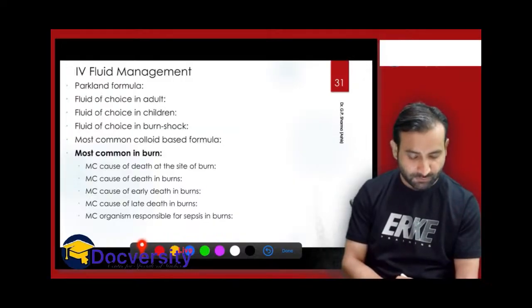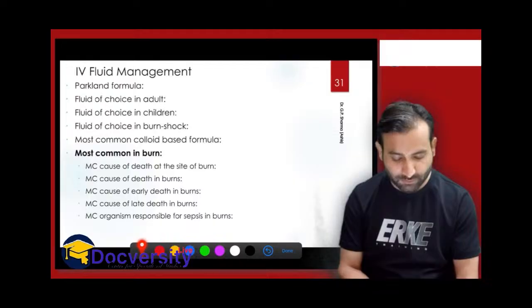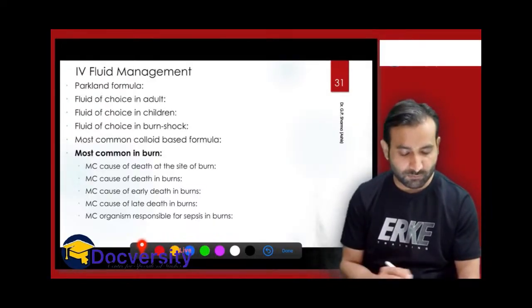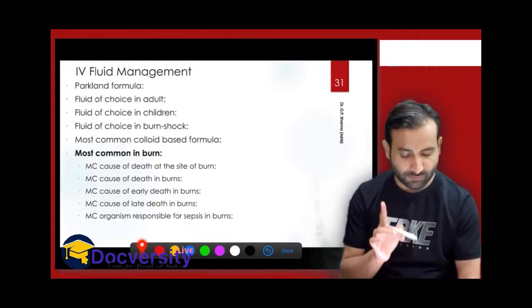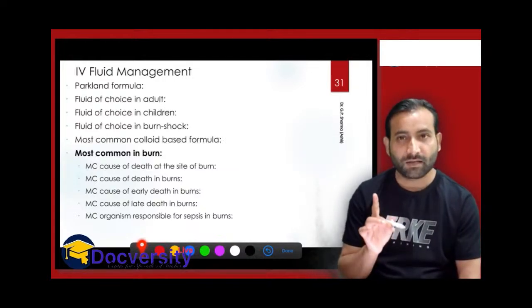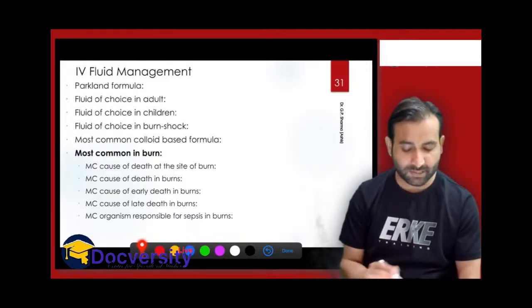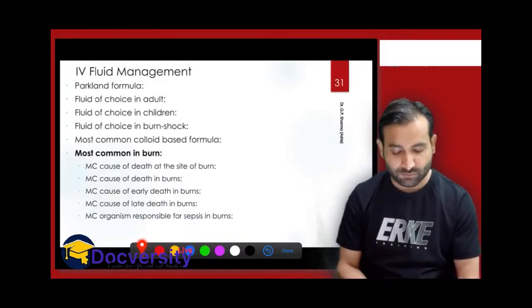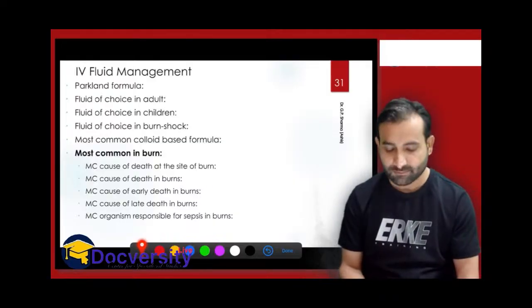So the most commonly used formula is what? The Parkland formula. In the Parkland formula, we use 4 ml multiplied by total burn surface area percentage multiplied by weight in kg, right? So this is the Parkland formula, the most commonly used formula. Question they will ask you: the most commonly used formula for the fluid resuscitation in the burn patient is what? Parkland formula. And what's the formula? 4 ml multiplied by total burn surface area percentage multiplied by body weight, right? And how much will be the total amount of the fluid? This total amount of the fluid, the half is given in 8 hours and the half is given in the next 16 hours.